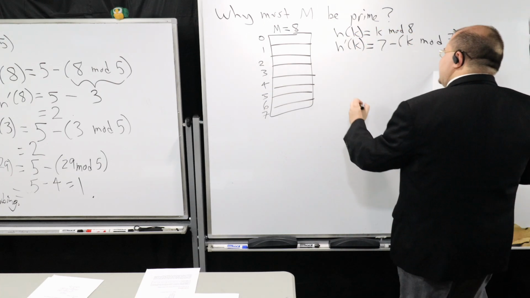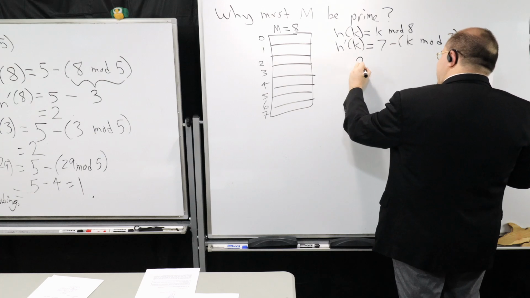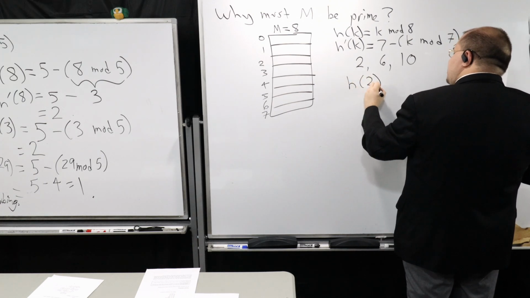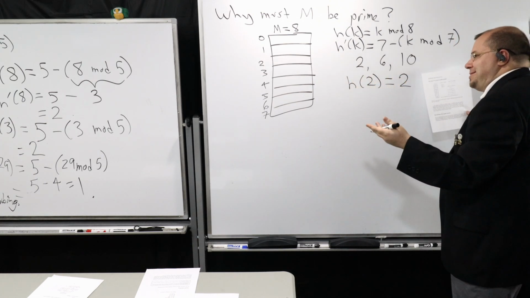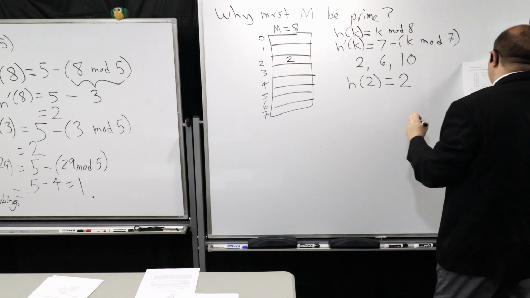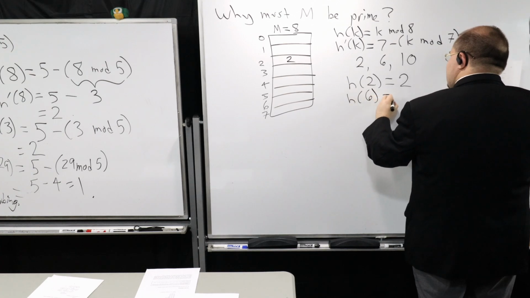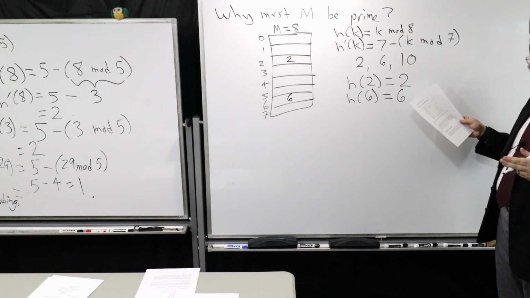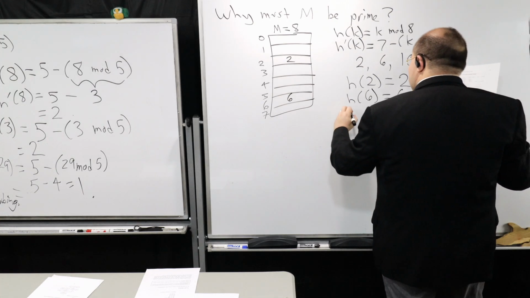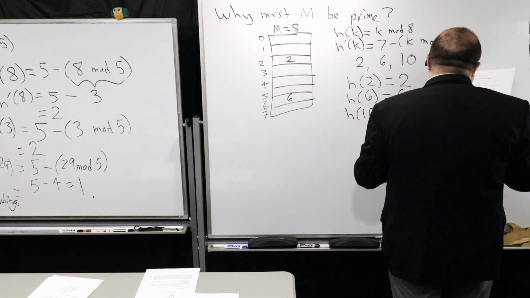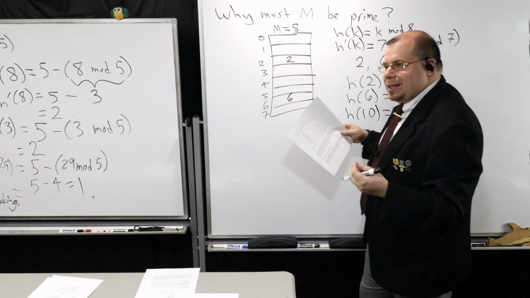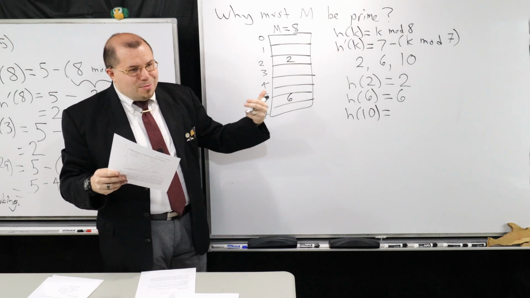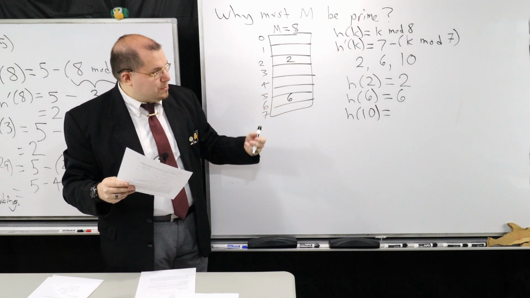So let's go through some records here. The ones I'm going to put in are 2, 6, and 10. Let's start off with 2. h of 2, naturally, is just 2, because it's less than 8. I put that right here. Okay, let's go with 6. Easy enough, it goes right in, because it's less than 8, so it's just a 6. Okay, let's try putting in 10 now. h of 10 is 10 mod 8. Well, 8 mod 8 is 0, 9 mod 8 is 1, and 10 mod 8 is 2.